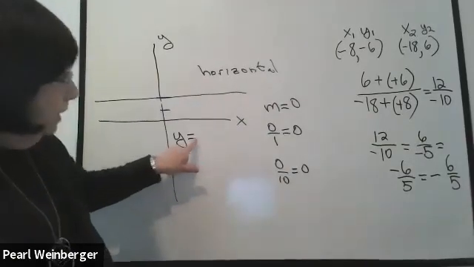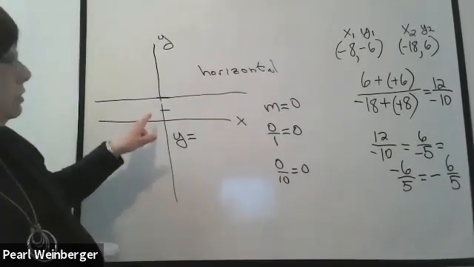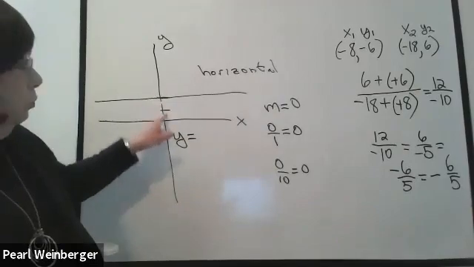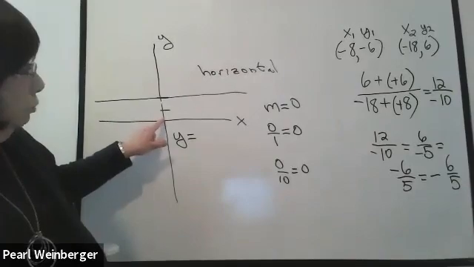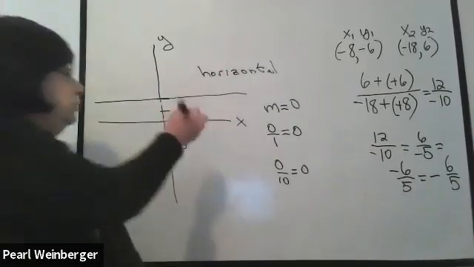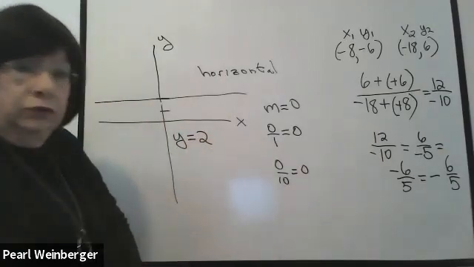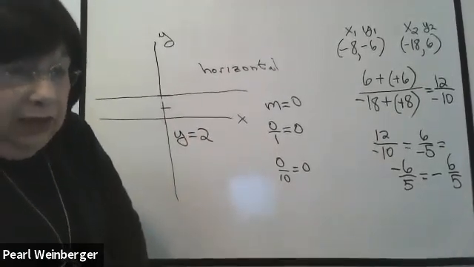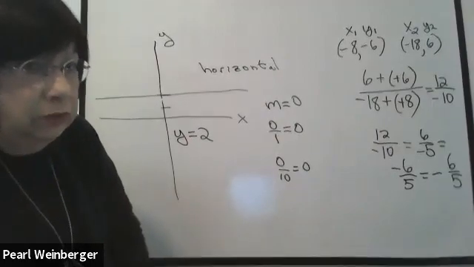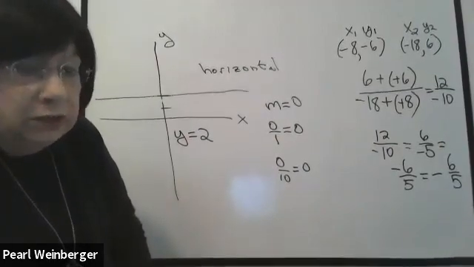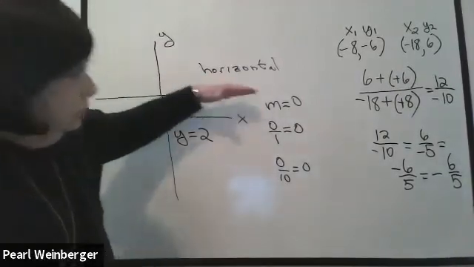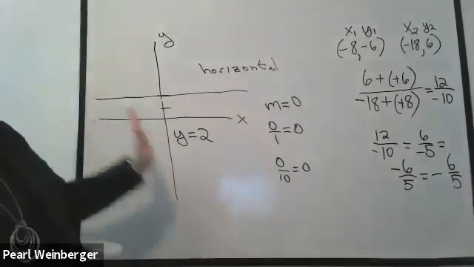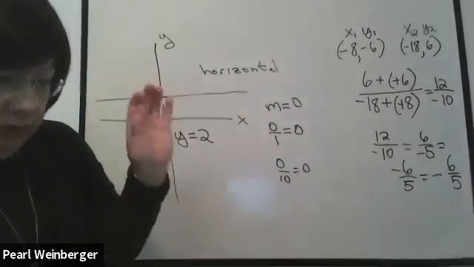And it's always going to be y equals some number. Now, what's the number? It's whatever the y is of any point on the line. So the easiest point to find is the y-intercept. Notice the y-intercept is 2. So the equation of this line would be y equals 2. So a horizontal line is a very simple but interesting line to look at. It has a slope of 0, and it has an equation y equals a number. Special line.